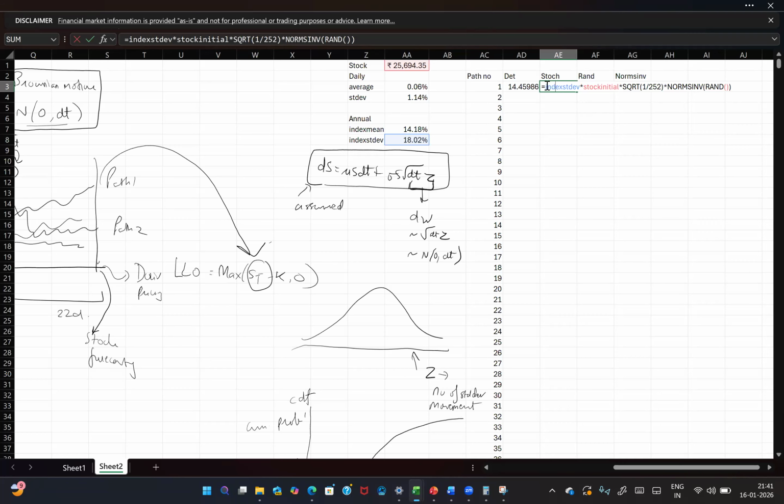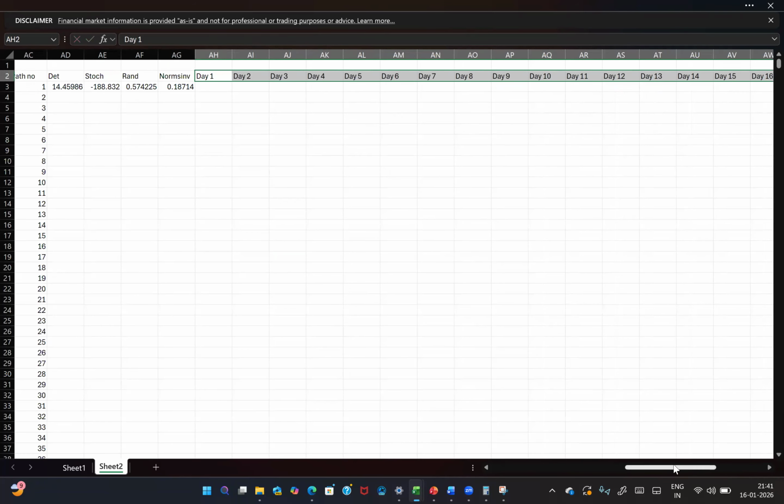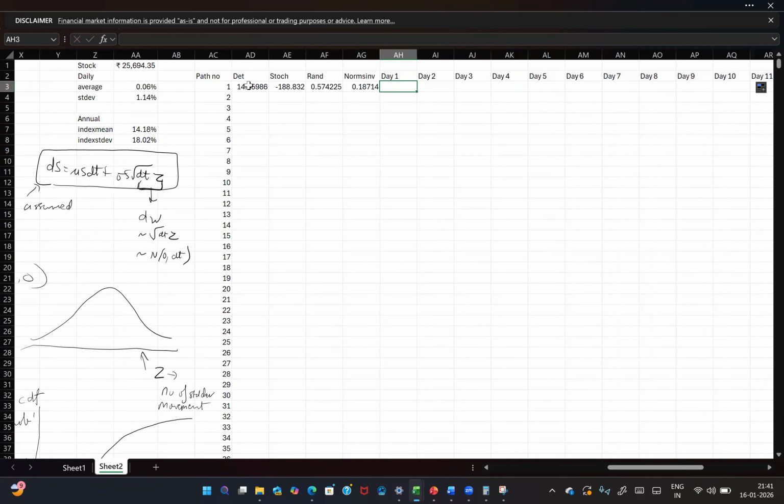So for explanation, I have taken both the parts, but now let's do it for day one. And we keep doing it for how many days? 22 days, right? For a month. Now, how do we start? We will start with this, so I'll just copy this. The deterministic part remains the same every day. So I'll start with this and I will add the stochastic part to it, which is this.